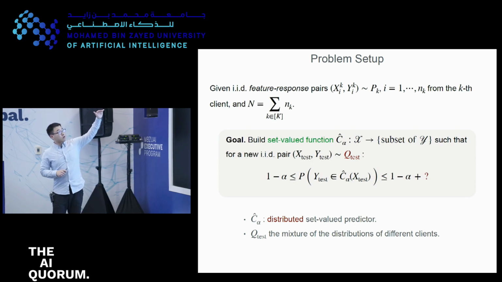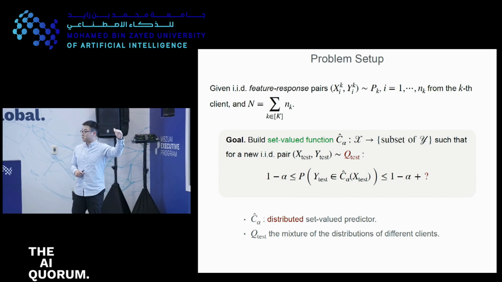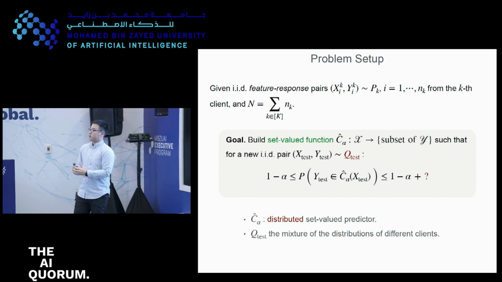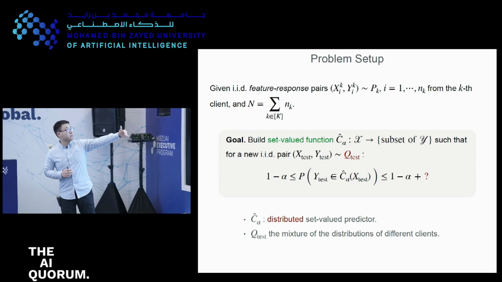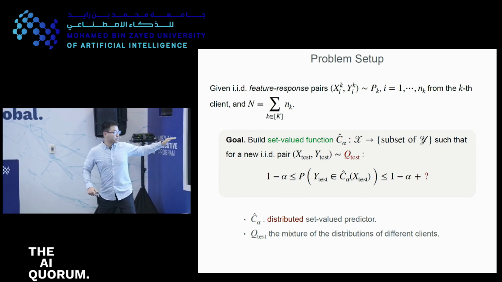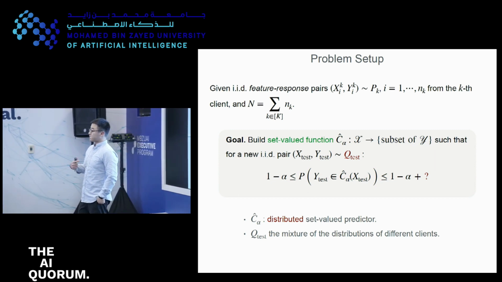So the overall goal is, given nk data points sampled from each client, we have capital N calibration points collected from all the clients. And then our goal is to build a set valued function, a conformal predictor, that still achieves similar coverage guarantees as we saw before in the centralized case.